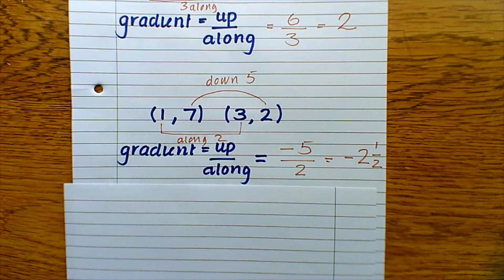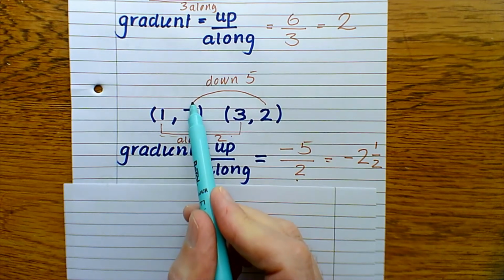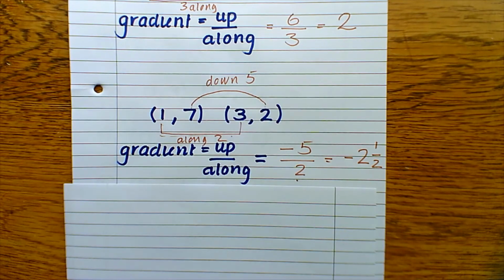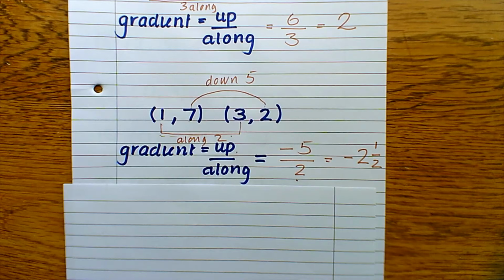So you see, if you compare the x coordinates, you can find how far along it goes, that's the bottom number. And if you compare the y coordinates, you can see whether it's going up or down as you move from this number to this number, and that is the up number. So you can work out the gradient without having to go through drawing.